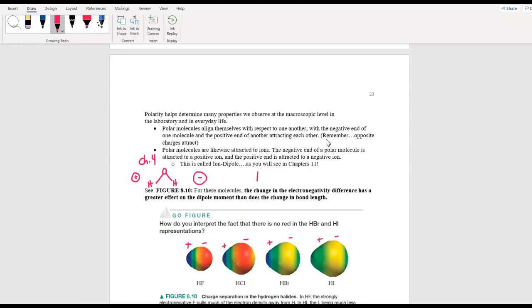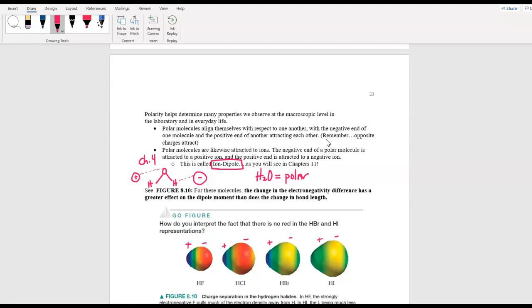I'm going to put that right here so that you will never forget that. Water is a polar molecule. This positive right here is attracted to the oxygen that's negative, and the negative is attracted to the positive part on the water. It's the whole thing you've been seeing since chapter 4. You will learn a special name called ion-dipole in chapter 11. That's why we need to be very good at electronegativities.